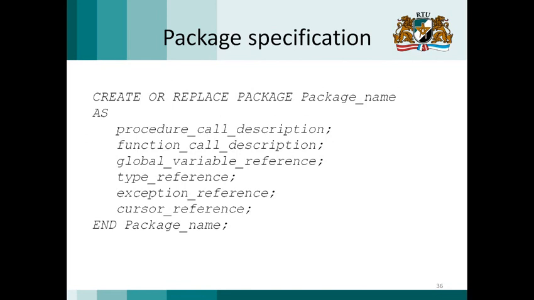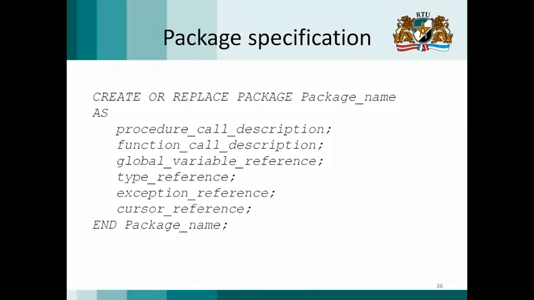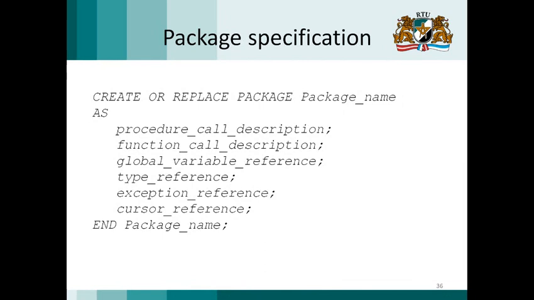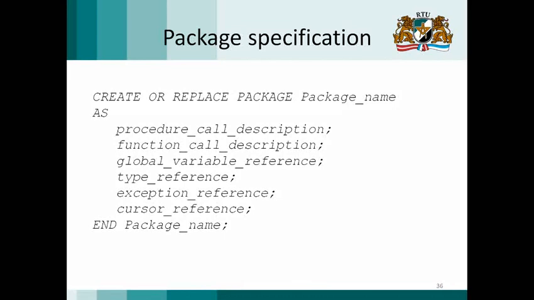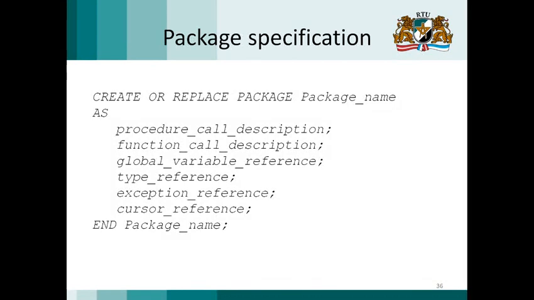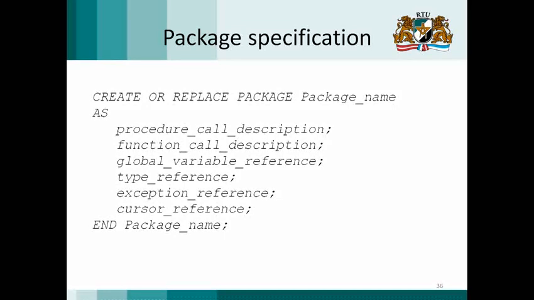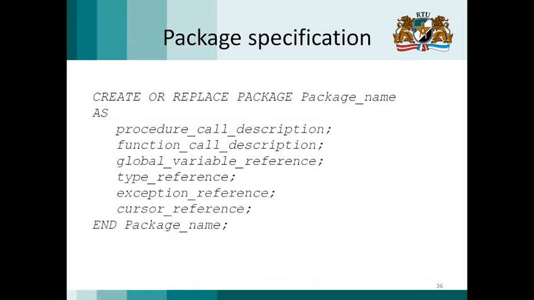And at first we define this package specification. So we use create or replace package, package name, this is the name of this package, and then there are listed all the procedure call descriptions, function call descriptions, maybe some global variables are defined, types are defined, also exceptions and cursors. And then we just use end and the package name. We do not specify very deeply what these procedures and functions will do. We only tell them that in this package there will be such procedures and functions.